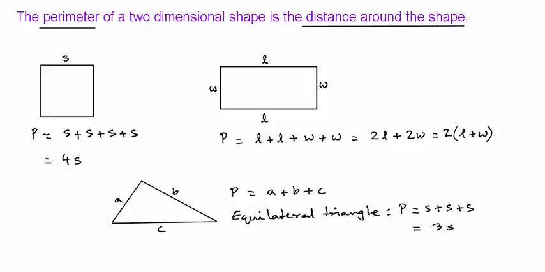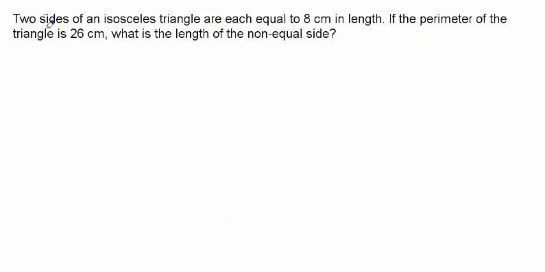Let's do a couple of problems. Two sides of an isosceles triangle are each equal to 8 centimeters in length. If the perimeter of the triangle is 26 centimeters, what is the length of the non-equal side? We know that an isosceles triangle has got two sides the same length, and they're each equal to 8 centimeters. And the perimeter of the triangle is 26 centimeters.